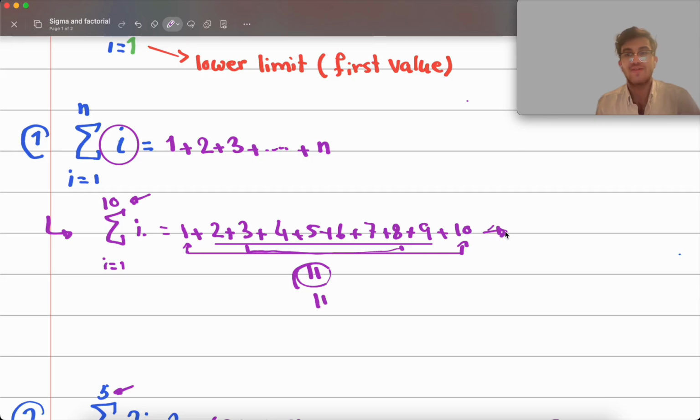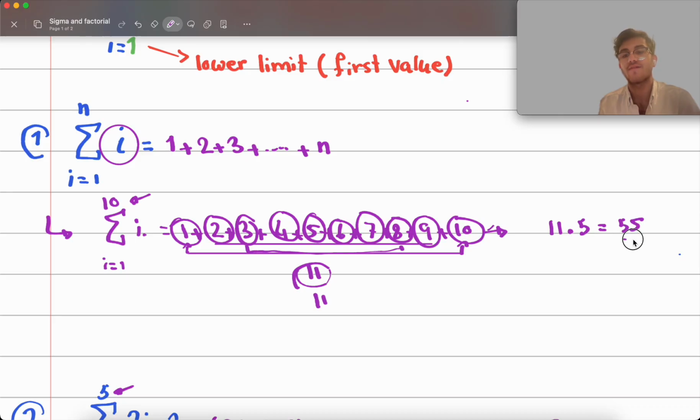So how can I find the sum? Well, I have 11 right here, but how many 11s do I have? It's going to be this one and this one, so that's 1. I have this one and this one, that's 2, 3, this one and this one, 4, this one and this one, 5. So 11 times 5 is going to give me 55.